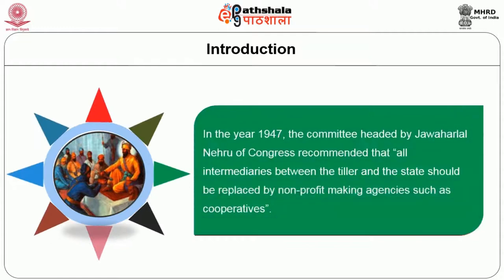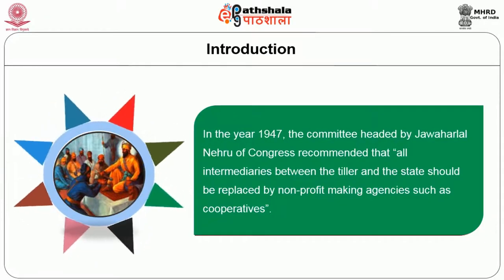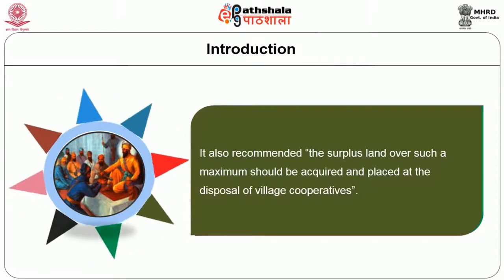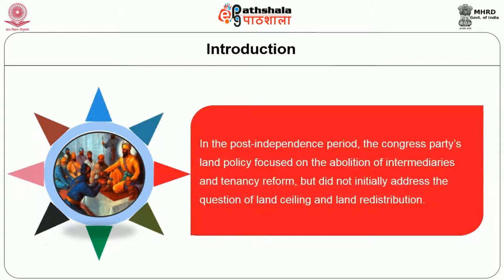In the year 1947, the committee headed by Jawaharlal Nehru of Congress recommended that all intermediaries between the tiller and the state should be replaced by non-profit making agencies such as cooperatives. It also recommended that surplus land over such a maximum should be acquired and placed at the disposal of the village cooperatives. In the post-independence period, the Congress Party's land policy focused on the abolition of intermediaries and tenancy reform, but did not initially address the question of land ceiling and land redistribution.